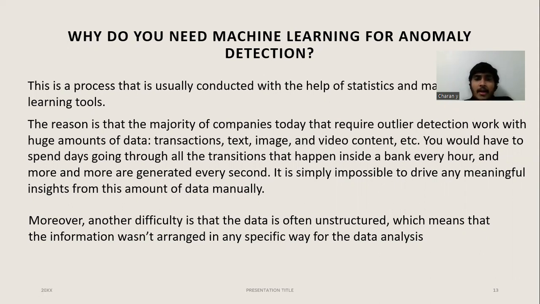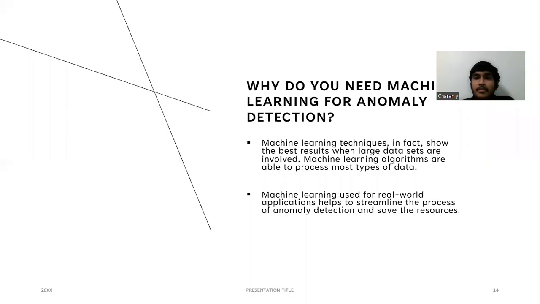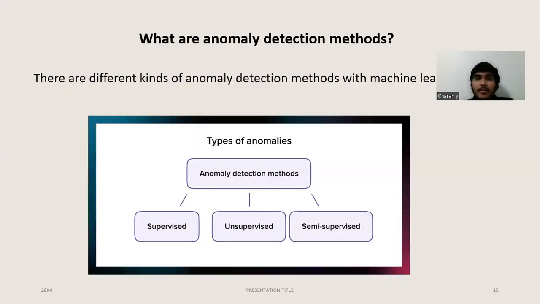Moreover, another difficulty is that the data is often unstructured, which means that the information wasn't arranged in a specific way for the data analysis. For example, business documents, email, or images are examples of unstructured data. Machine learning used for real world application helps to streamline the process of anomaly detection and save the resources. It can happen not only post factum but also in real time. Real time anomaly detection is applied to improve security and robustness, for instance, in fraud discovery and cyber security.